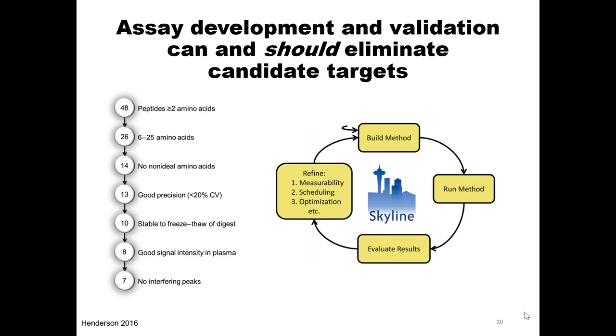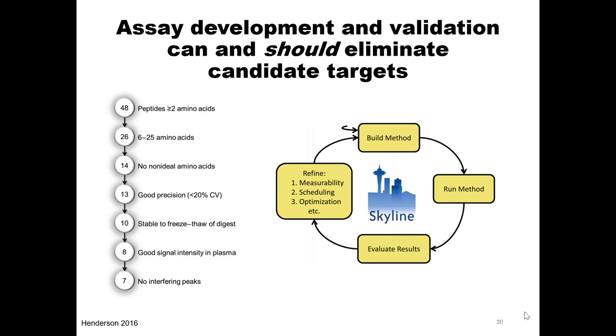under the digest conditions, the peptide setting conditions that he set. Out of the 48, a lot of those had either fewer than 6 or more than 25 amino acids. That automatically eliminated a lot of candidates because he wanted tryptic peptides that fit this amino acid length. He also culled about a dozen peptides because they did not have, to him, ideal amino acids. He eliminated one of those ideal candidates because it did not have good precision. It had over 20% CV.